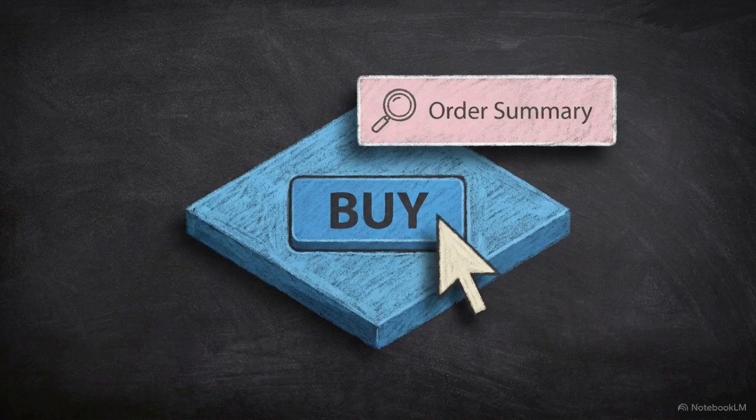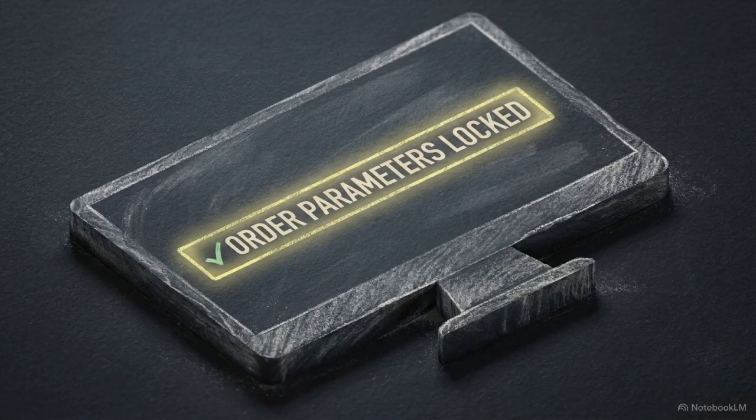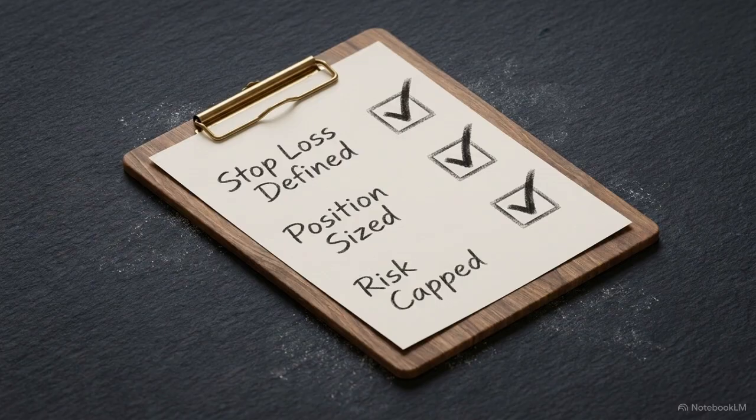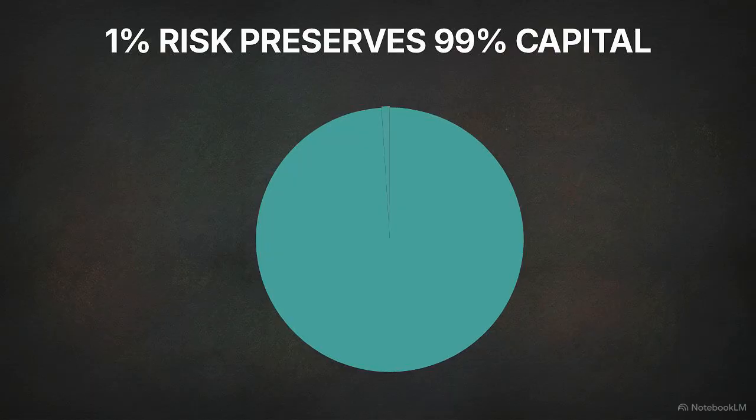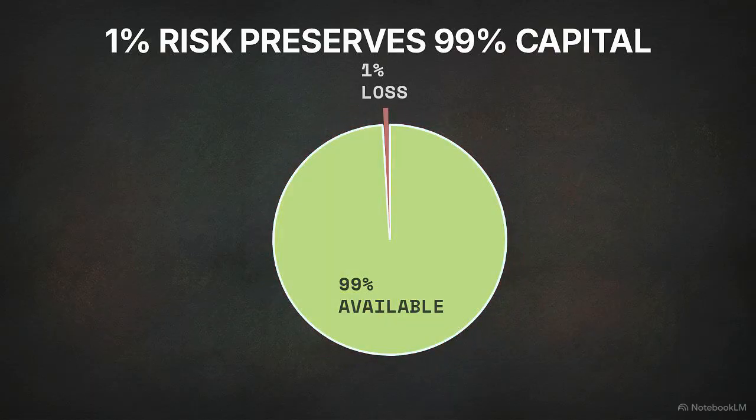Before clicking the execution button, you must perform a final verification by looking at the order summary. Confirm that the platform displays a maximum potential loss of exactly $100. Verifying this limit completes the transition from a speculative idea to a controlled business transaction. With the trade active, your risk is capped. Even a loss leaves 99% of your capital available for the next opportunity.